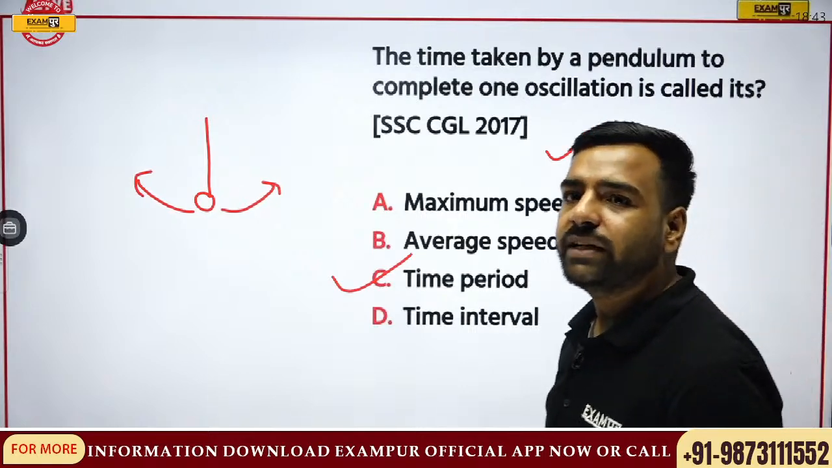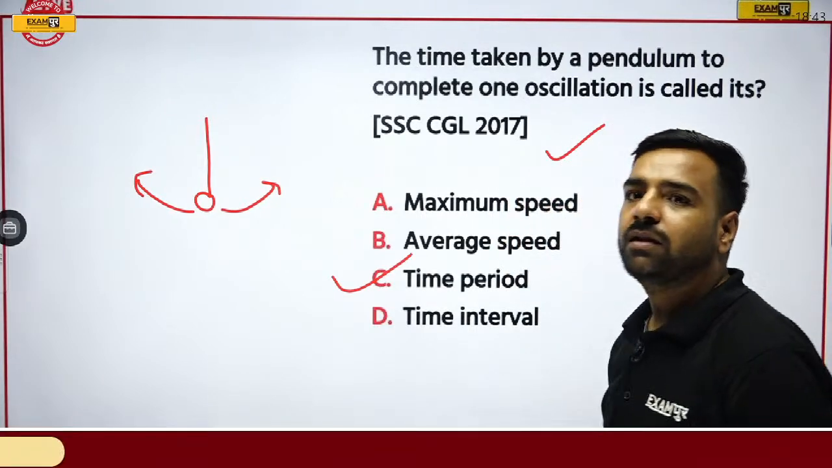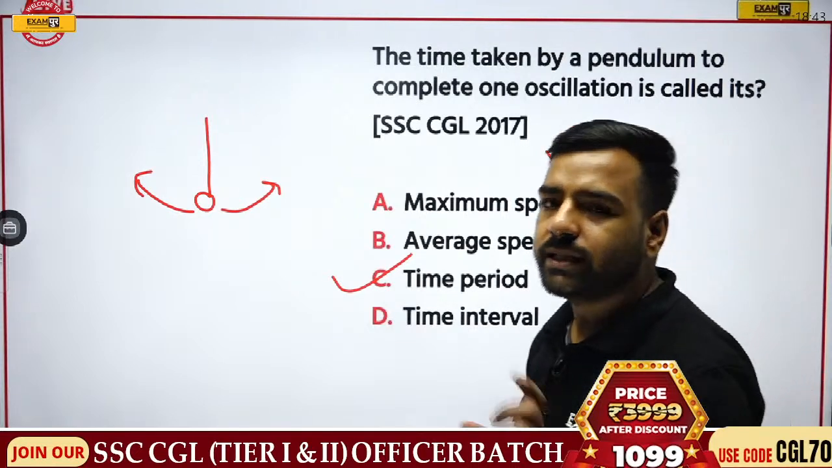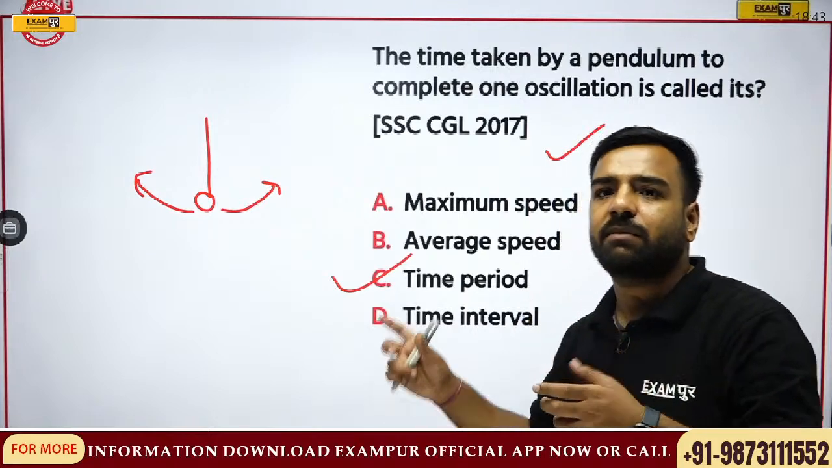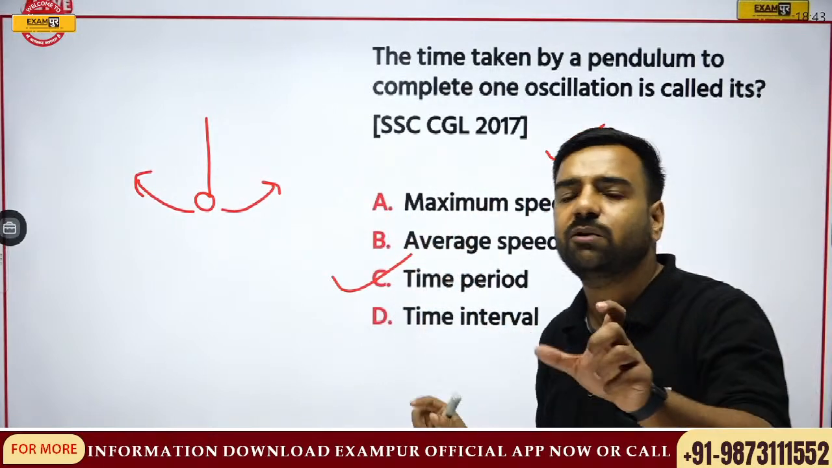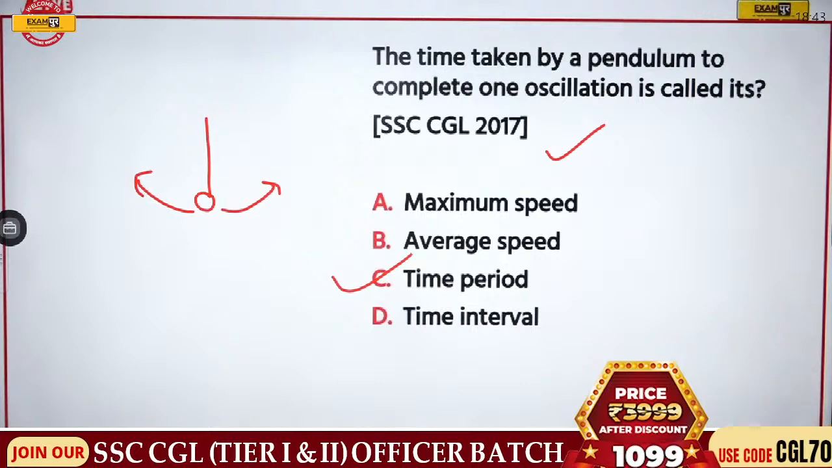Munali is with D, that is time interval. Then we have Anaga with C, time period. So Anaga, Nana, you are absolutely correct. Munali, please remember, when we are talking about the complete oscillation, that would be actually time period. Okay, let's move forward with the next question.